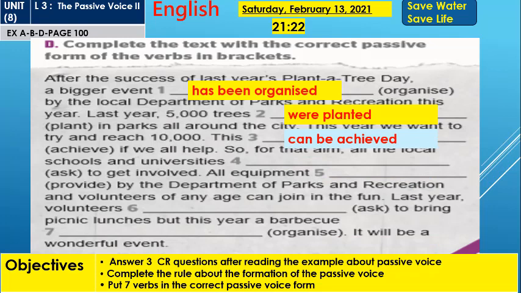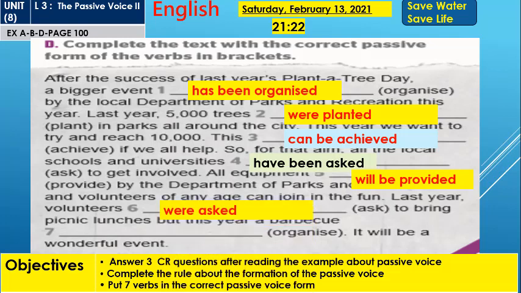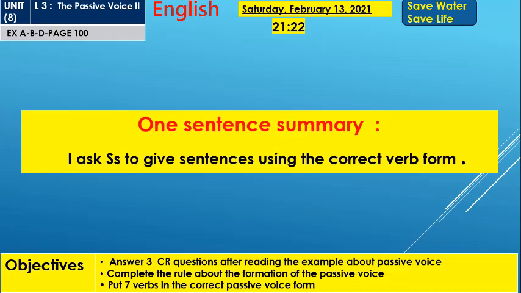So for that aim, all the local schools and universities have been asked to get involved. All equipment, and the verb provide, will be provided by the Department of Parks and Recreation, and volunteers of any age can join in the fun. Last year, it's a past reference. Last year, volunteers, the verb ask, is also in the passive. We were asked to bring picnic lunches, but this year a barbecue will be organized. It will be a wonderful event. Thank you for your attention.